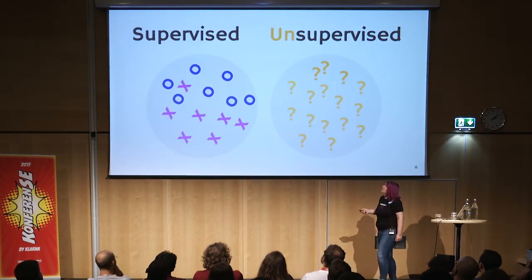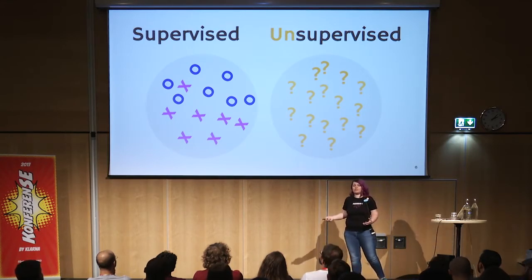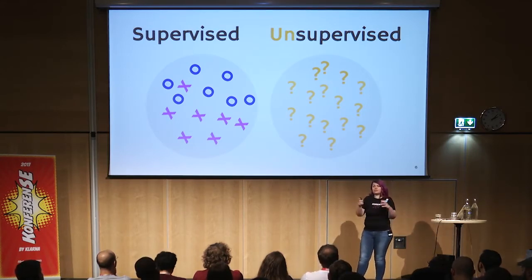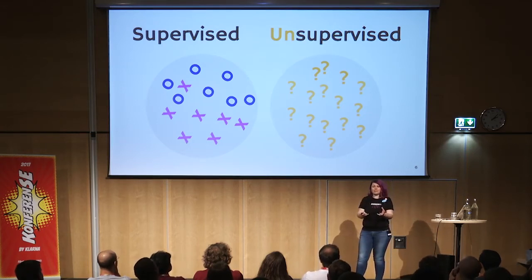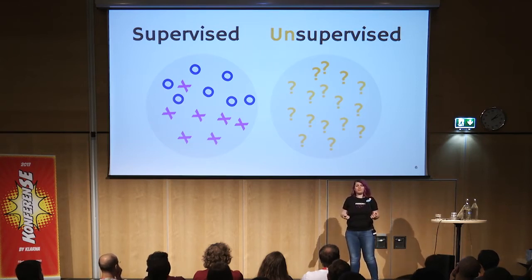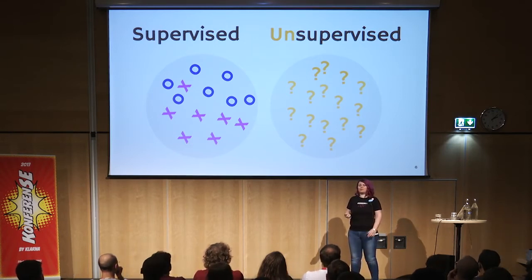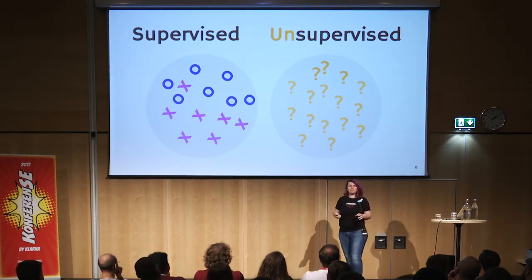So I mentioned supervised learning, and unsupervised learning is another thing. What are they? Supervised learning is when you do machine learning on data that you already know stuff about. How many people have heard about supervised learning? That's a lot of people. So maybe I don't have to explain it so much in depth.